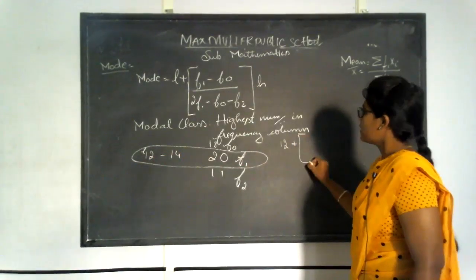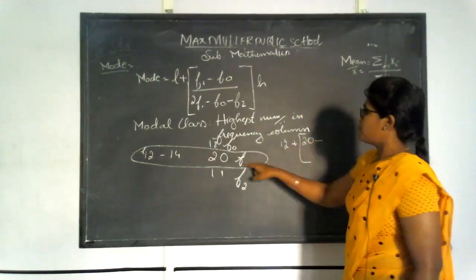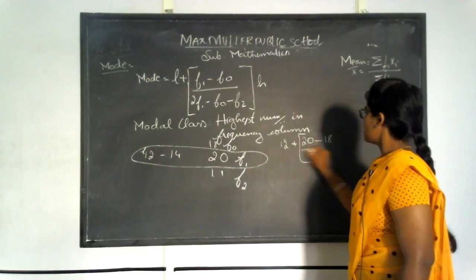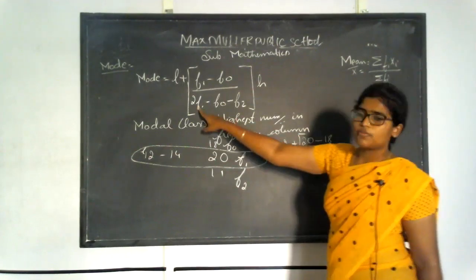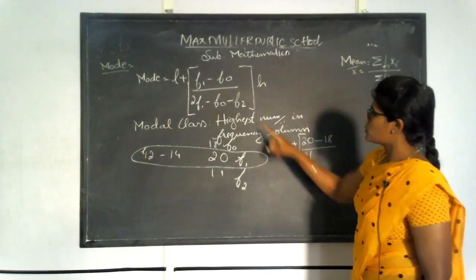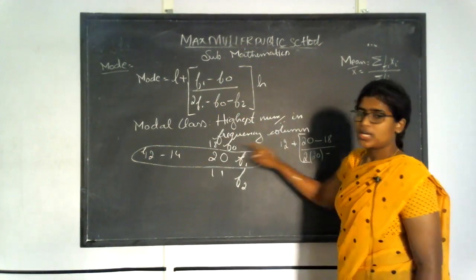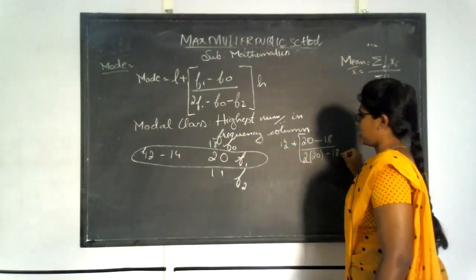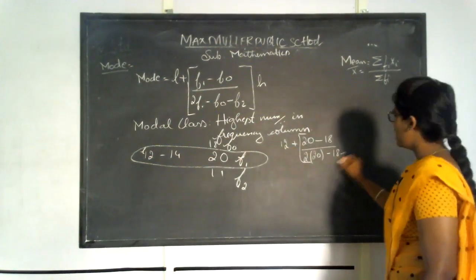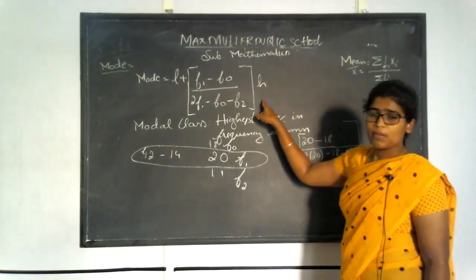12 plus F1 is what? F1 is 20 minus F0, which is what? 18, divided by. Next, what do you have in the formula? It is 2 into F1. 2 into F1 is what? 20 minus F0 is what? It is 18, minus F1, F2 is what? 11. Then what did I tell you? What do you remember in H?